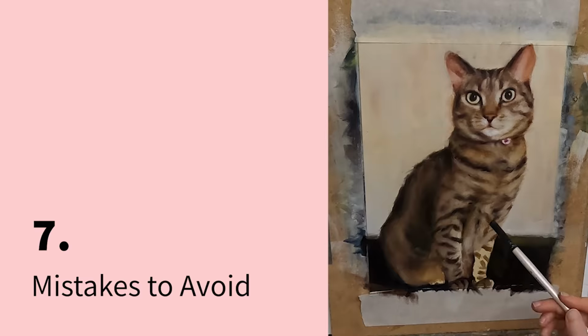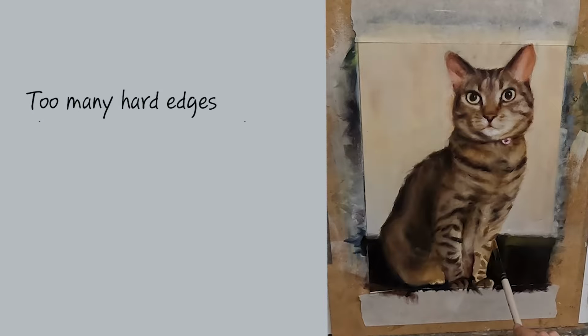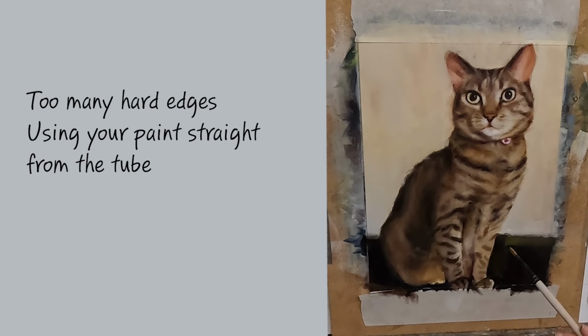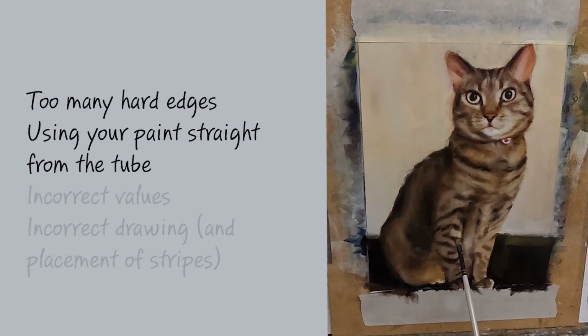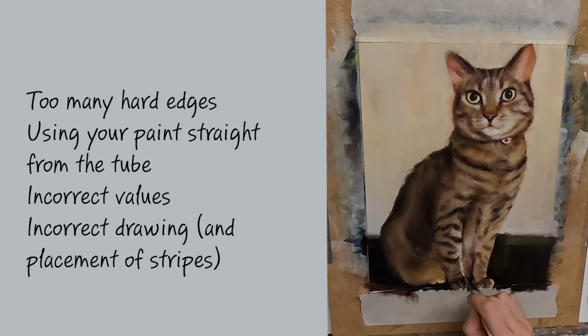Mistakes to avoid. The biggest mistakes you see in a painting like this is hard edges on the stripes, using your colour straight from the tube, incorrect values and incorrect drawing. Ensure the stripes you intend to paint are placed in the right area of your cat.